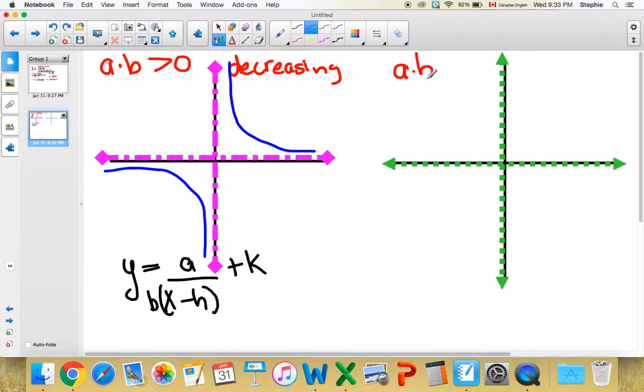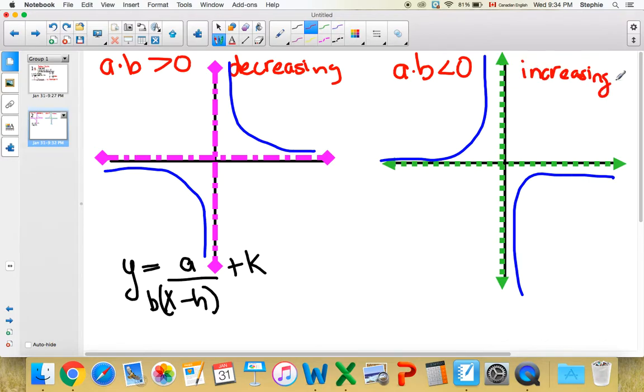A times B is less than 0. What does that look like? Well, that looks like this version, never touching the bottom. Okay, so never touching the x-axis, never touching the y-axis. And this is considered, we said, increasing. Okay, having said that, let's do a problem from beginning to end to understand it and analyze it.